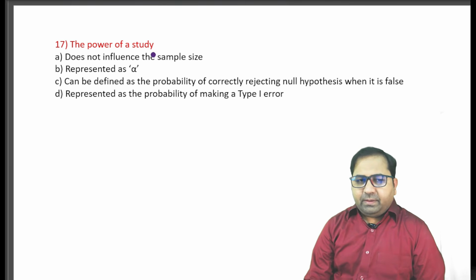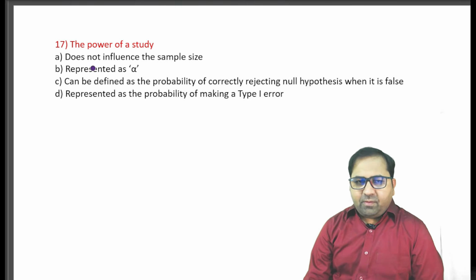The power of a study is what? The options they gave are A. Does not influence the sample size, B. Represented as alpha, C. Can be defined as the probability of correctly rejecting the null hypothesis when it is false, or D. Represented as the probability of making a type 1 error. So it is a very simple answer. It is option number C, that is, it can be defined as the probability of correctly rejecting the null hypothesis when it is false.